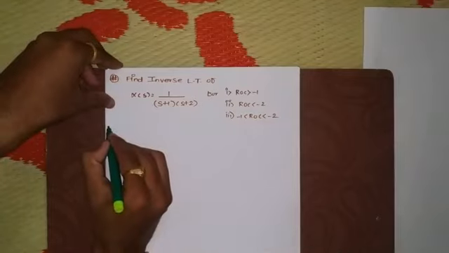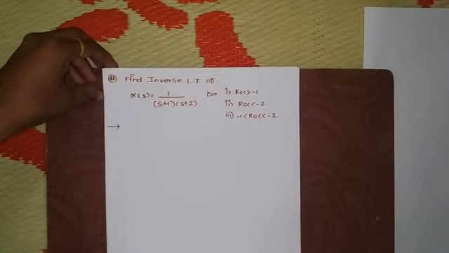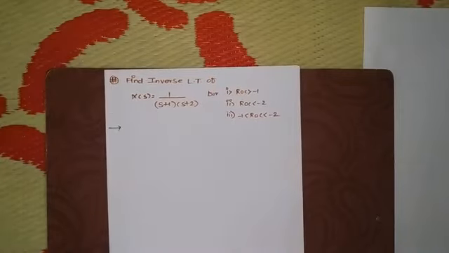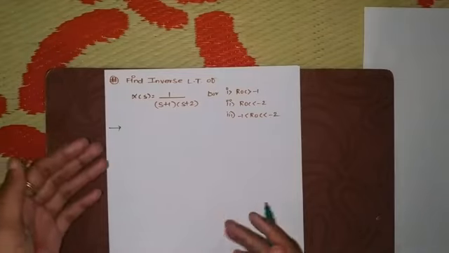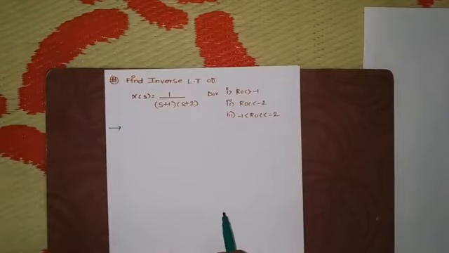Friends, let us start with finding the inverse Laplace transform of the given signals. In order to find the inverse Laplace transform, always prefer the partial fraction expansion method. Do not forget the formulas. As we have seen for the Z transform, that is the inverse Z transform, we found it by the long division method as well as by the partial fraction method.